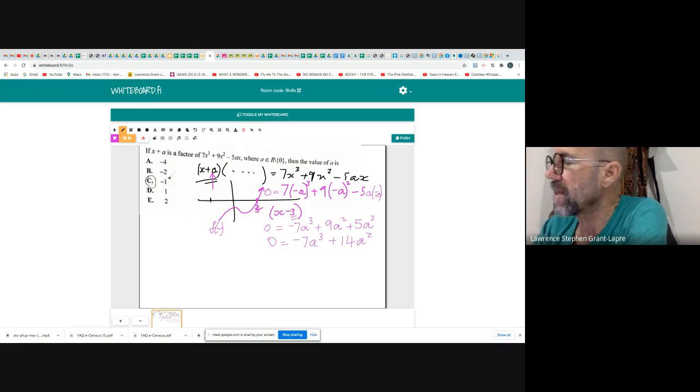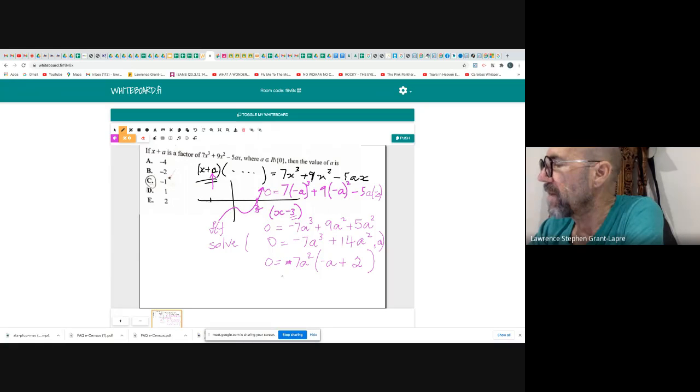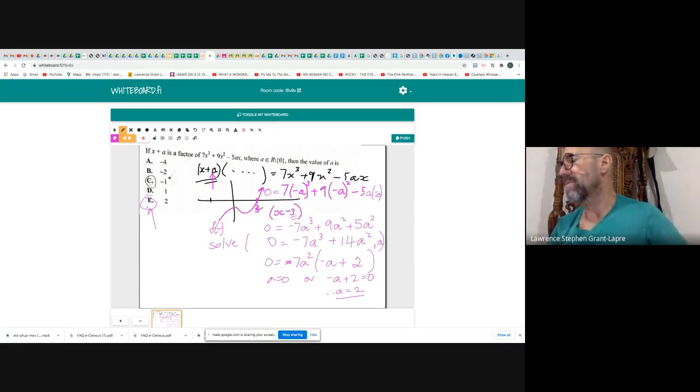Now, I'm not going to pick the calculator up and solve this, because why would I do that to solve for a when I can factorize? 7a squared is common. That would leave a -a here, and that would leave 2 there. Therefore, a equals 0, or -a plus 2 equals 0. Therefore, a equals 2. And therefore, we would say a has to equal 2.